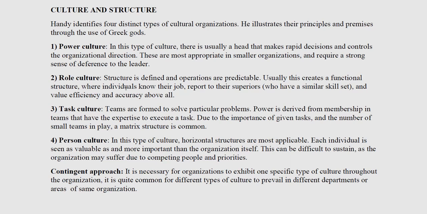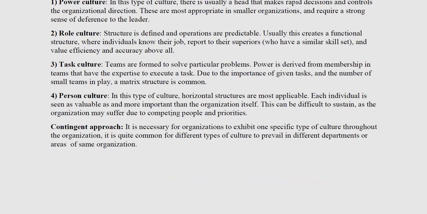Then we have the role culture. The structure is defined and operations are predictable. Usually, this creates a functional structure where individuals know their job and report to their superiors who have similar skill sets and value efficiency and accuracy above all. Then when it comes to task culture, teams are formed to solve a particular problem, a particular task. The power is derived from membership in those teams, and they have the expertise to execute a particular task.